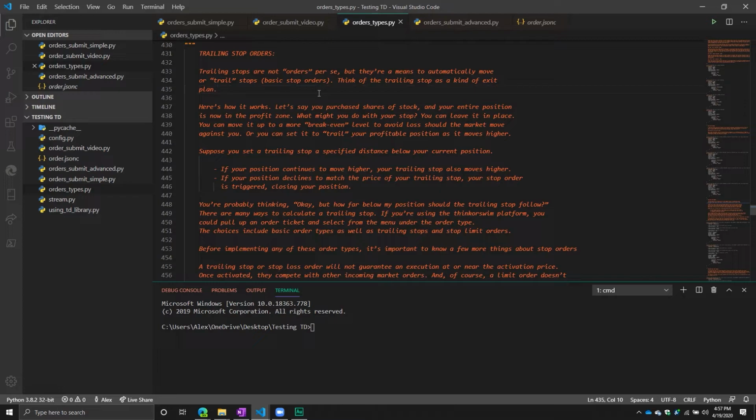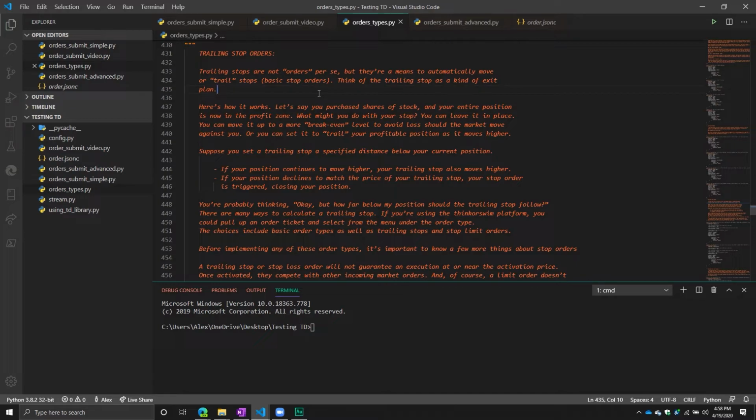All right, trailing stops. So trailing stops are not orders per se, but they are means to automatically move or trail stops, basic stop orders, right? And so with this one, think of a trailing stop as a kind of exit plan. So in this situation, we have something that we want to kind of trail some type of price. So here's how it works.